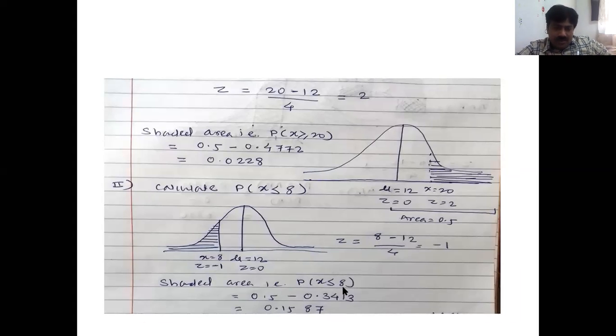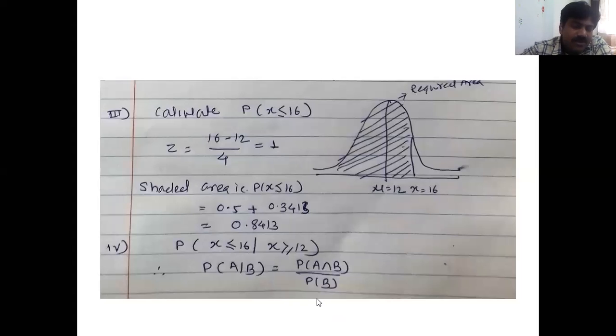Okay, so next, third example: calculate the probability of x less than or equal to 16. I have taken these 4 examples which will cover all cases. So calculate P of x less than or equal to 16. So z is equal to 16 minus 12 divided by 4. So this is our x value, mean value, and standard deviation.